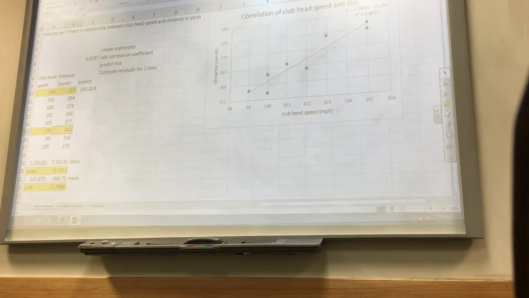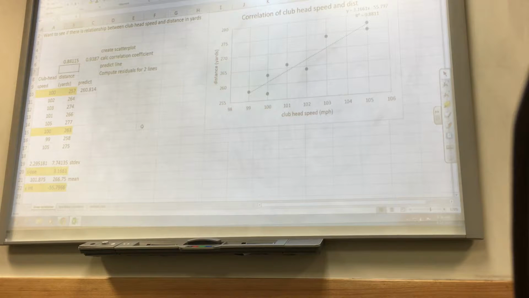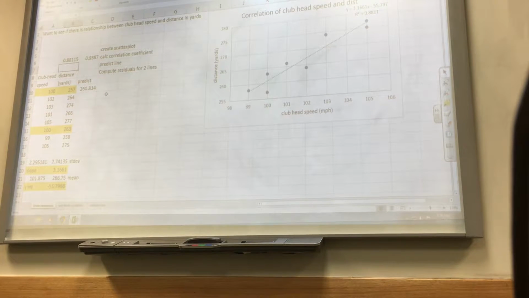And in fact, just to prove that, if I take that and I raise it to the second power, I get 0.8811. Yes. So when you were predicting, what did you plug in? It was B20 and A10 and... So I took this equation here. This equation I wrote on the board. I took the slope, which was 3.1661. I multiplied it times my miles per hour. And then I subtracted 55.7966. Okay? Thank you. Now let's think about this for a minute.